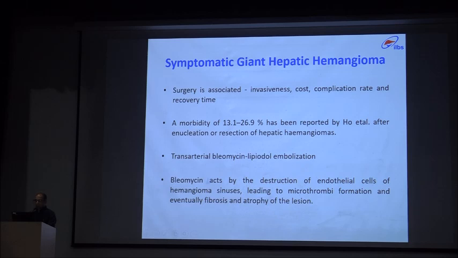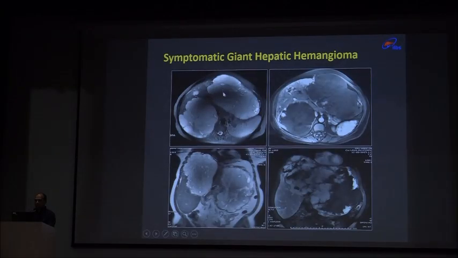In this technique, bleomycin acts on the endothelial cells, causing destruction of these endothelial cells, leading to microthrombi formation within the hemangioma and causing fibrosis of the hemangioma. This is a classical case where an approximately 20 cm large T2 hyperintense hemangioma is seen in the bilateral lobes of the liver. This patient is not surgically fit because of the small residual liver. So we offer transarterial bleomycin embolization.